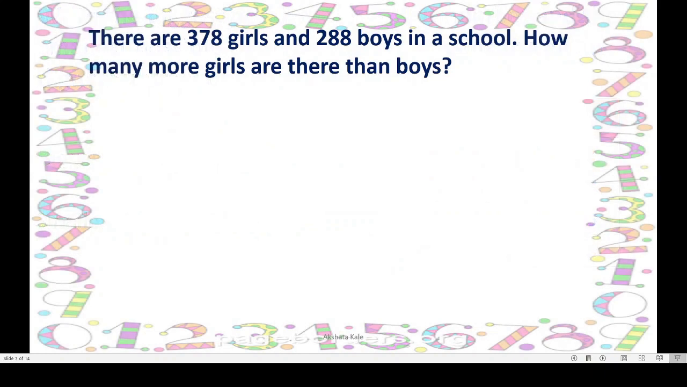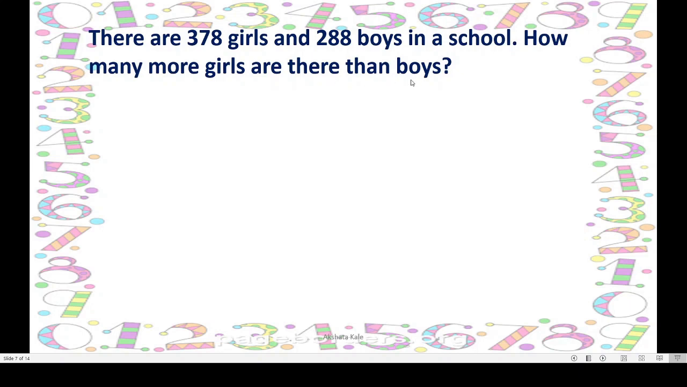This is a word problem. First we will read the sum. There are 378 girls and 288 boys in a school. How many more girls are there than boys? 378 girls are there and 288 boys are there. Okay, what is the question asked here? How many more girls are there than boys?